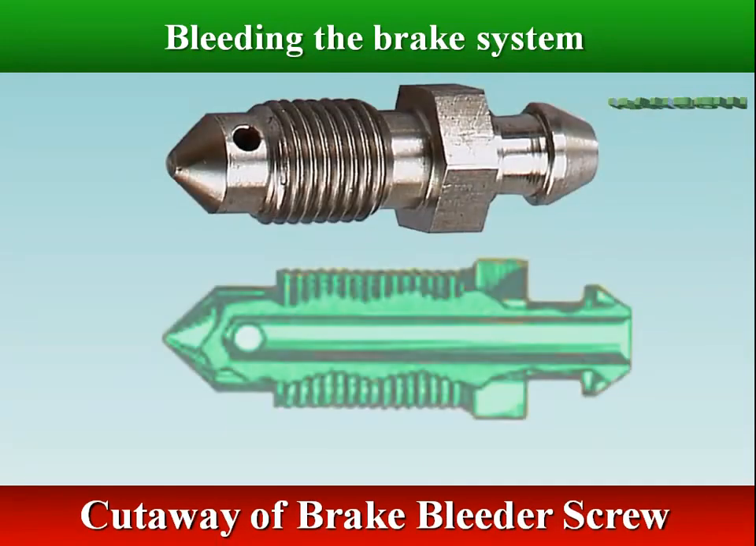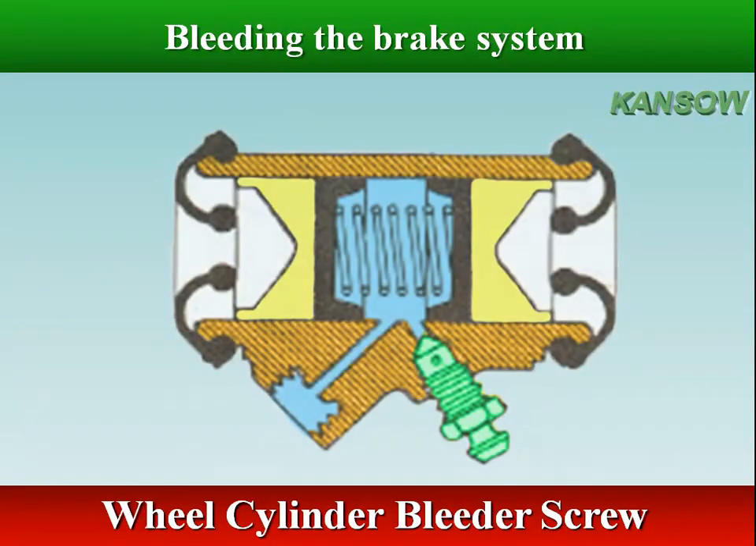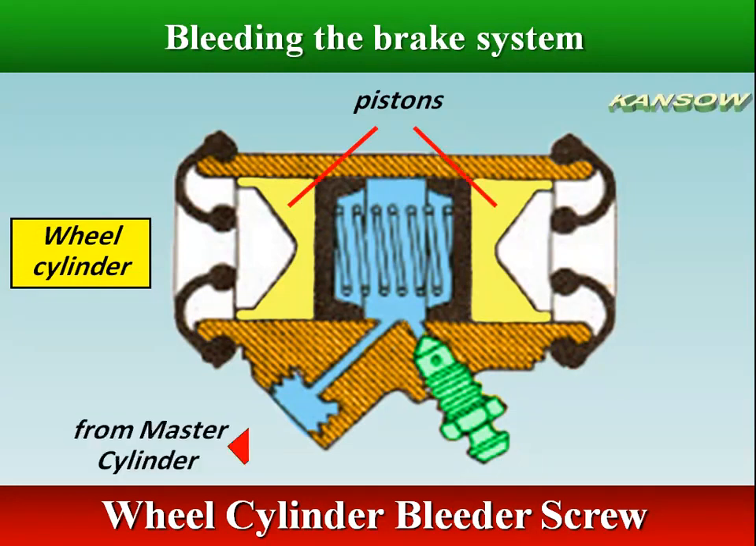When the screw is loosened, the tapered point uncovers the bleeder hole. This permits air to move up around the point, through the cross hole and out the center passageway. When the screw is tightened, the point seals the opening.